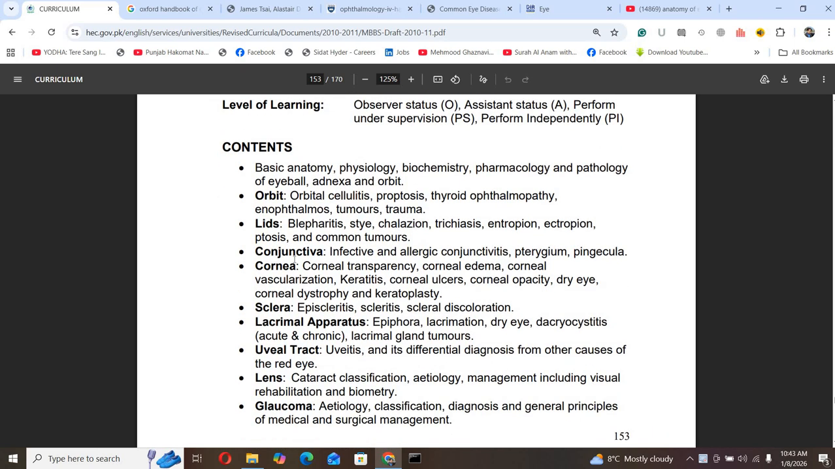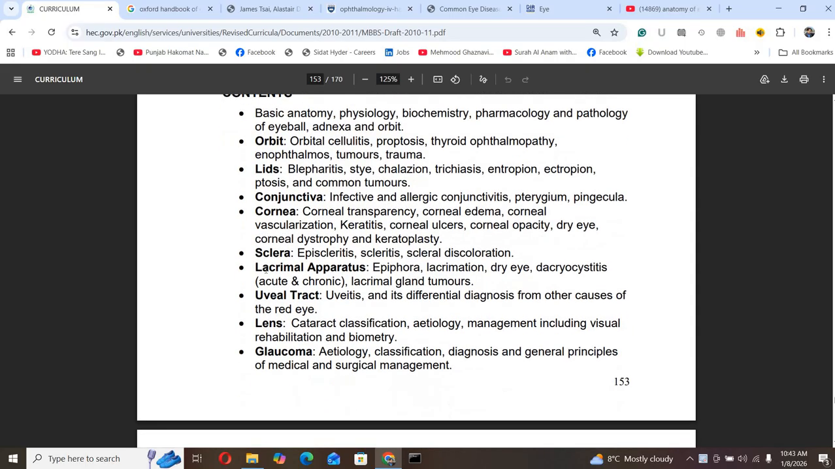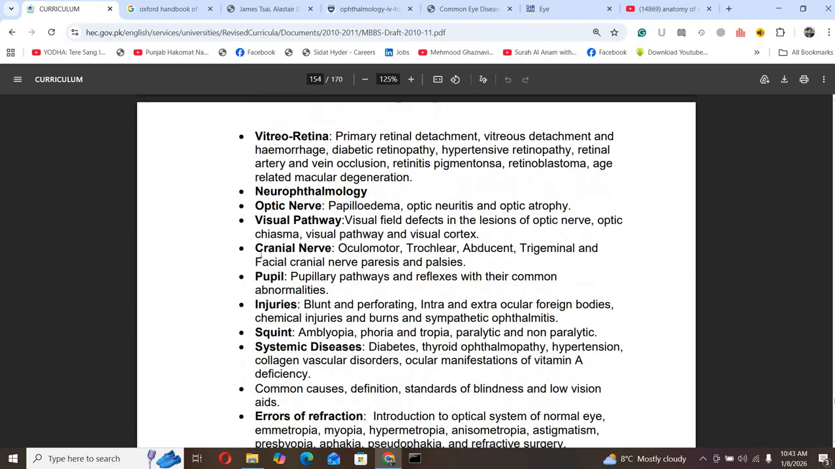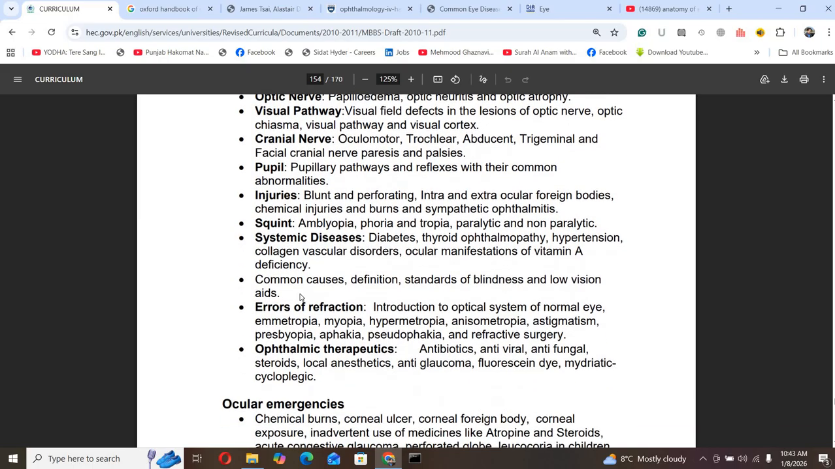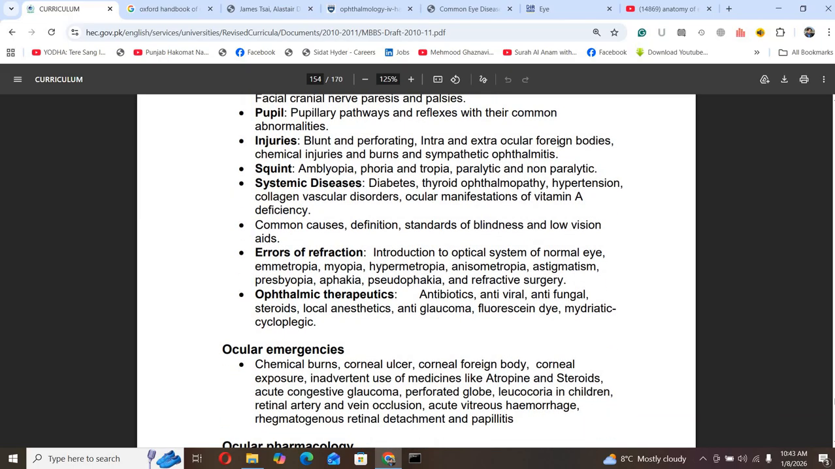Pathology: orbit, lids, conjunctiva, cornea, sclera, lacrimal apparatus, lens, glaucoma, corneal or pupils, injury, systematic errors or reflection of the umbilical.